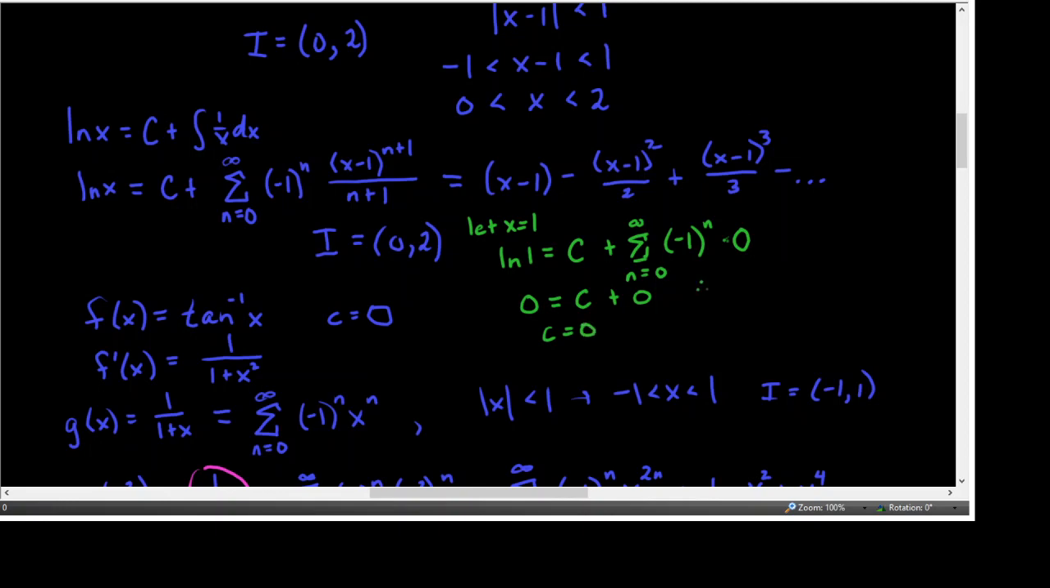So as it turns out, the natural logarithm of x is equal to 0 plus that series, so just the series, -1 to the nth times x minus 1 to the n plus 1 divided by n plus 1. And again, just for clarity, that works for the interval of convergence 0 to 2. Sorry I forgot to do that earlier, but I guess it's okay. We ended up doing both of them at the same time, which made it clearer what we were thinking about.